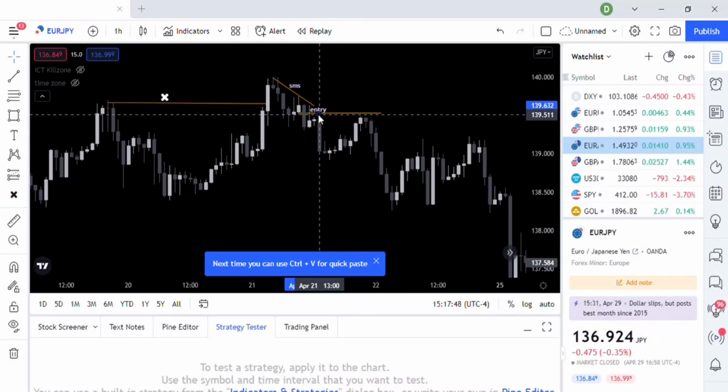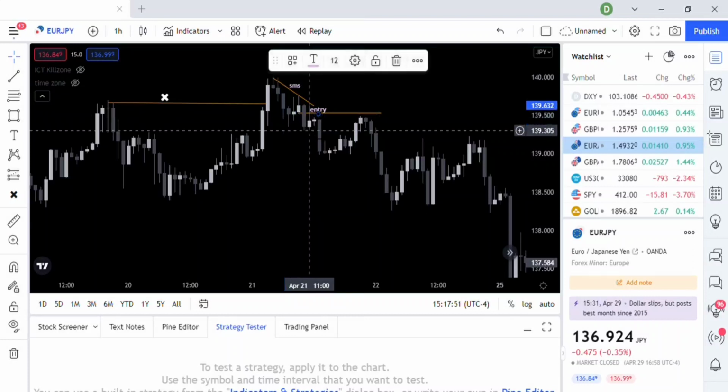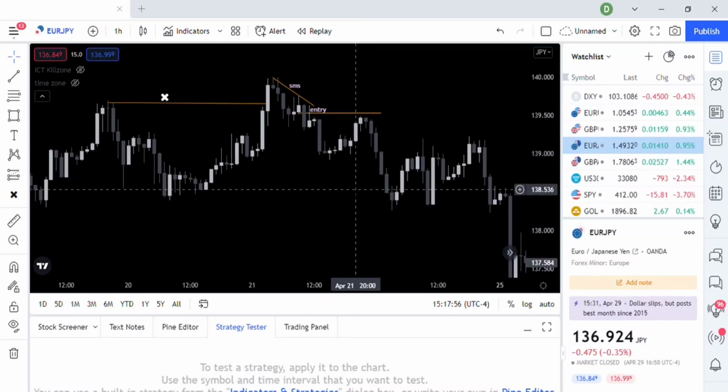Right here. Off of this move right here. This is your first entry. This candle right here would have got you in. Now let's scroll to the next entry.